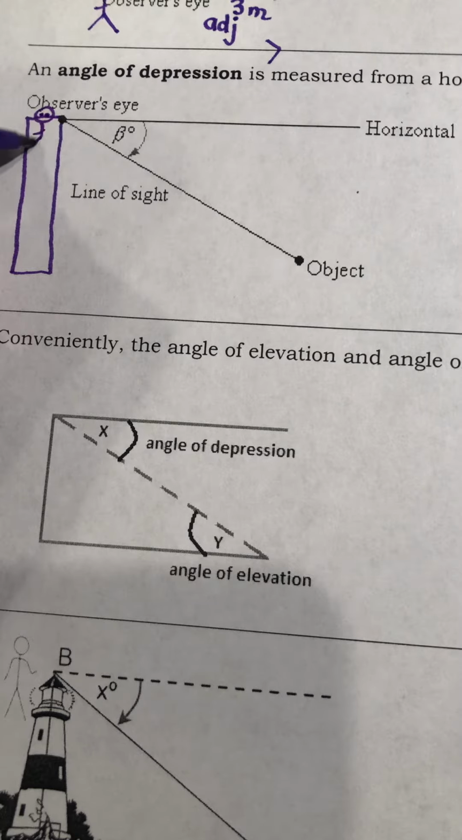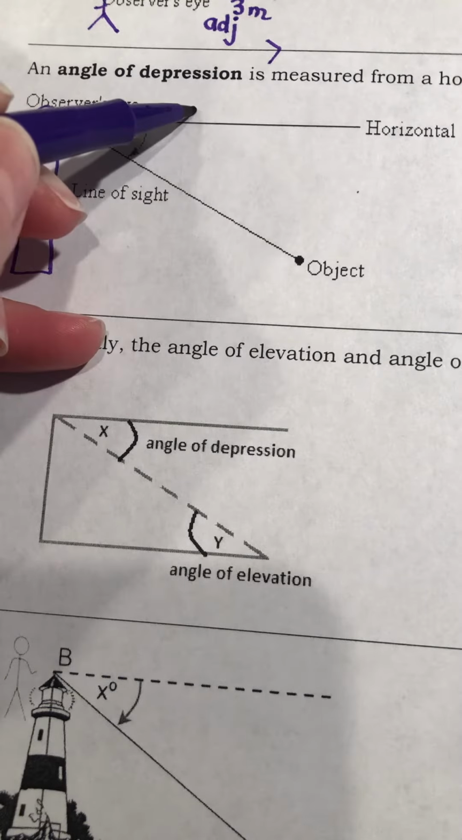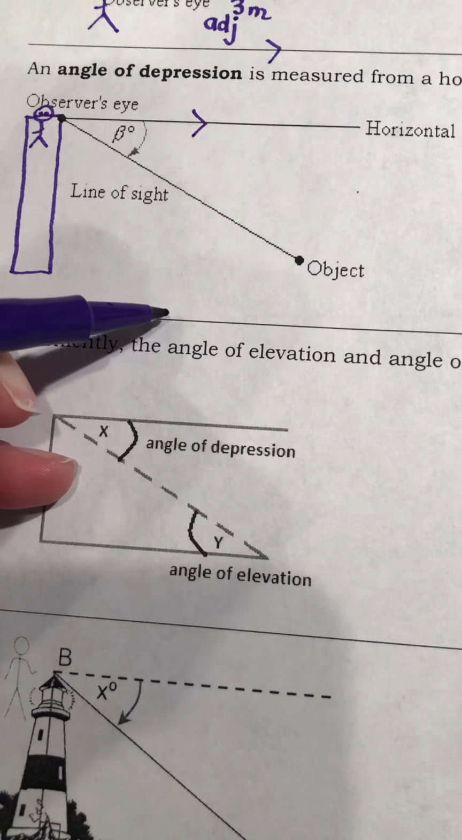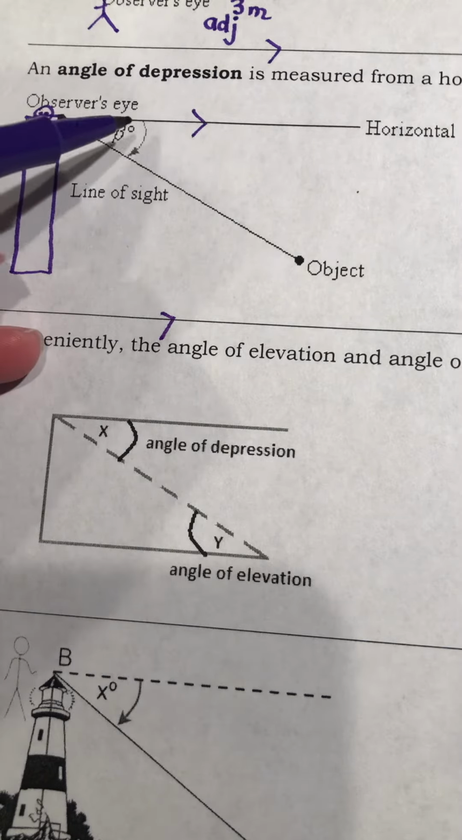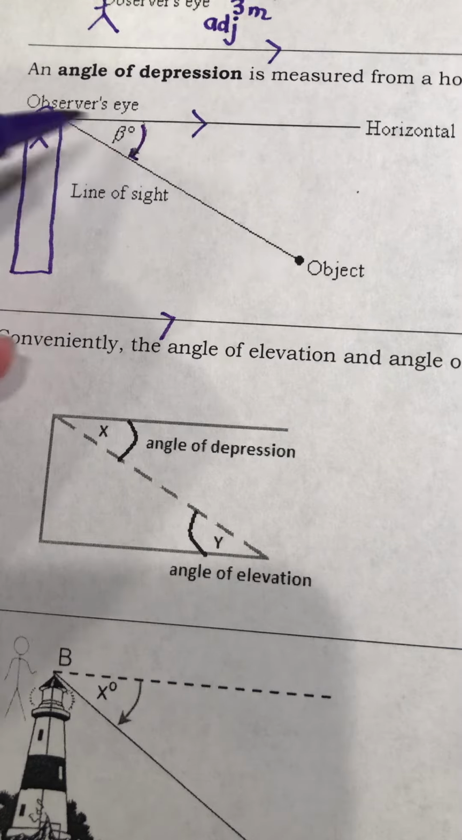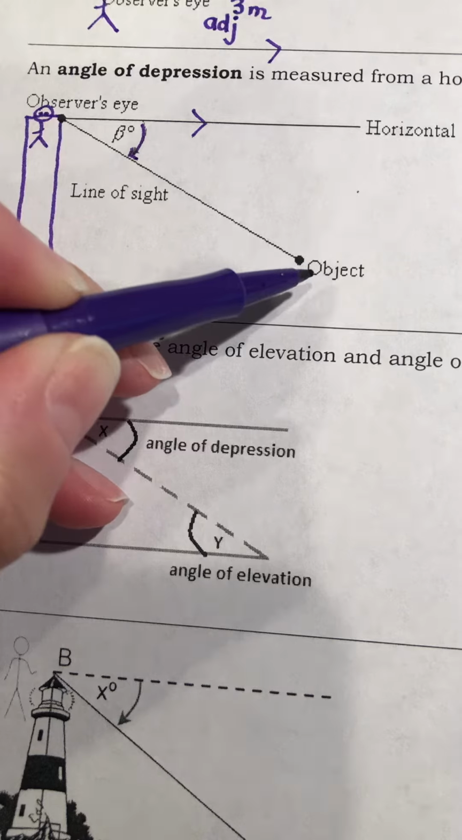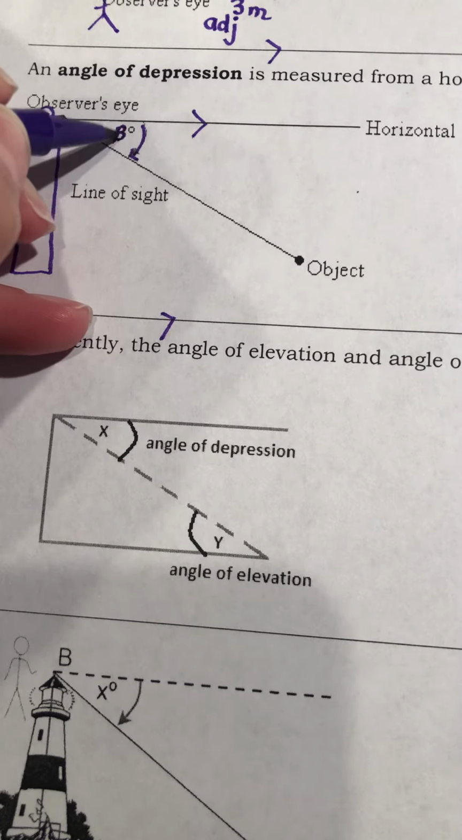Okay, this is a very unrealistic picture. And the horizontal line of sight, you can see, would be parallel to the ground. Let's say that's the ground. And angle of depression, think down, right, means that the angle is formed from the horizontal down to the object. Maybe they're looking at somebody walking on the street. And this angle here would be my angle of depression.